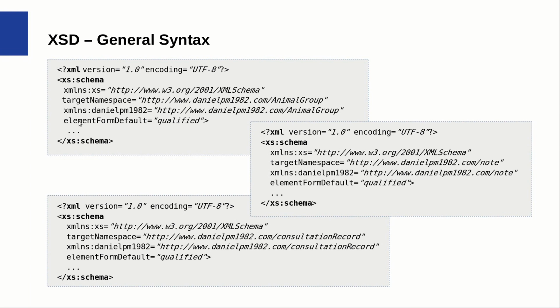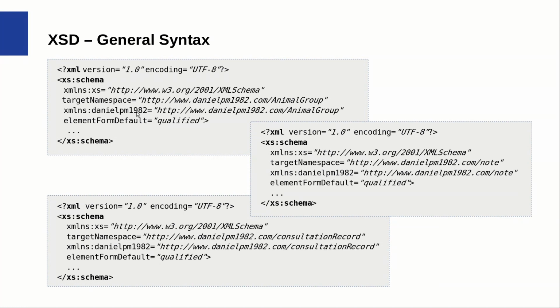and all the attributes of that schema element that define the default namespace associated to the xs prefix, the target namespace. For example, on this one, it's the http://www.danielpm1982.com/animalgroup. This is the target namespace of this XSD document.